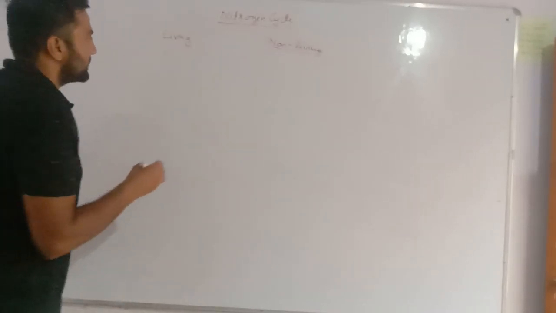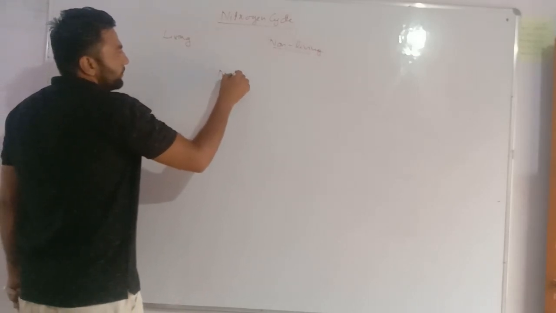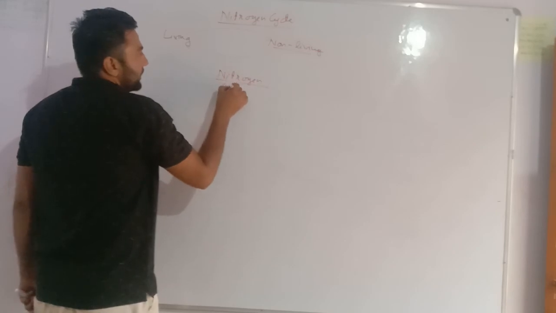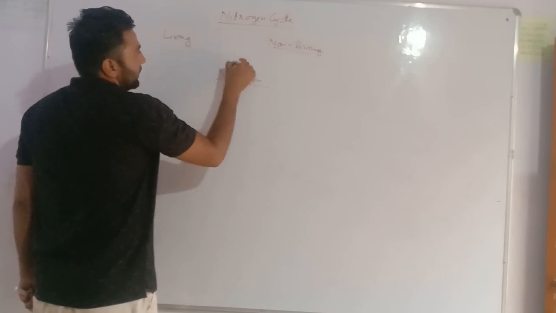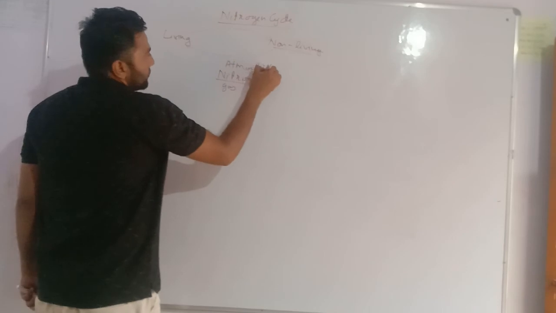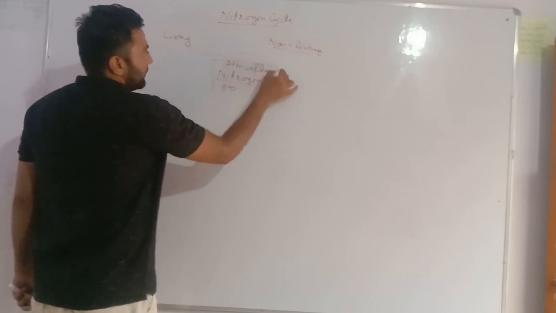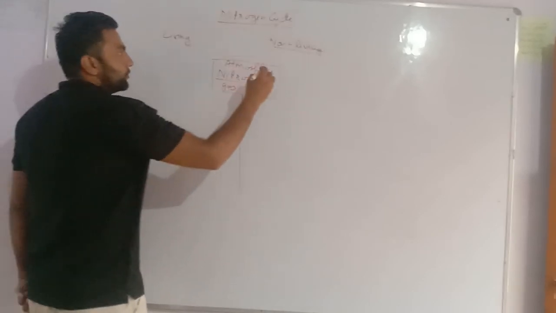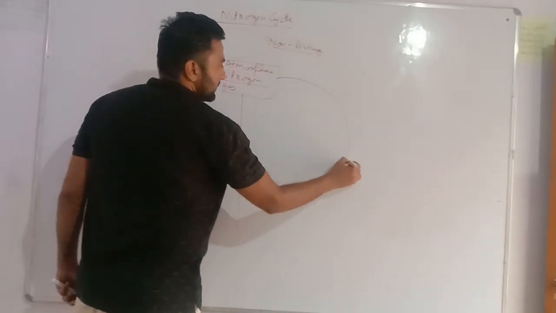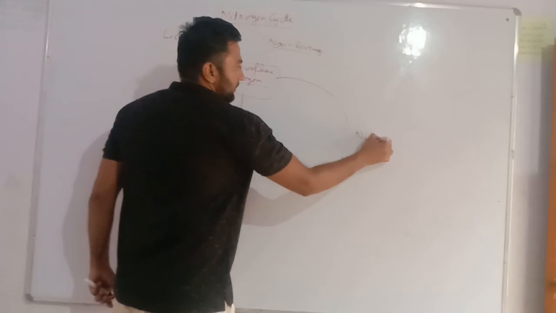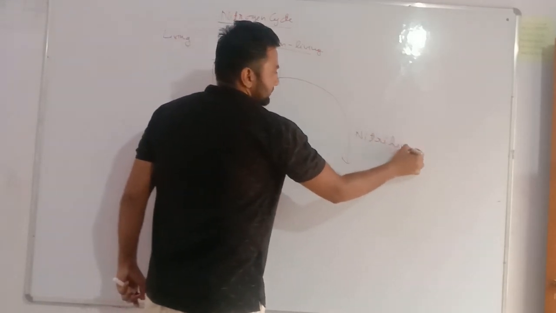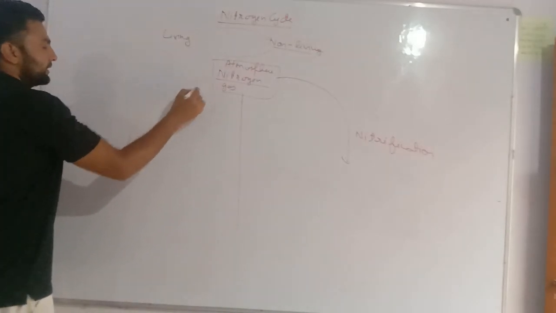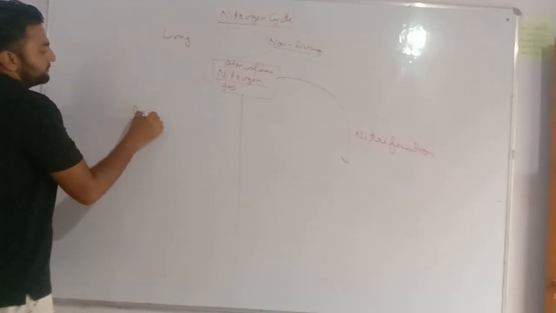So now we will see the nitrogen cycle. As we all know, nitrogen is present in the atmosphere in the gaseous form. My dear students, we divide this nitrogen cycle into two parts. One is nitrification and another one is denitrification.